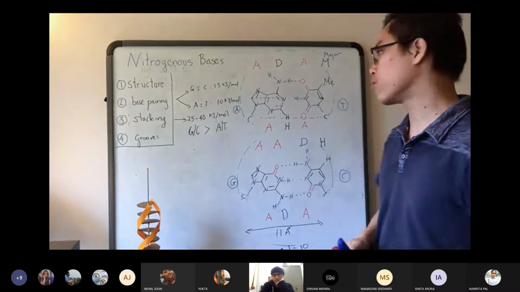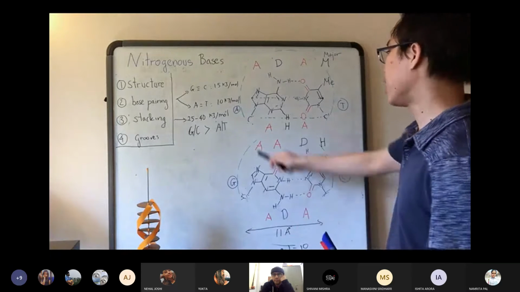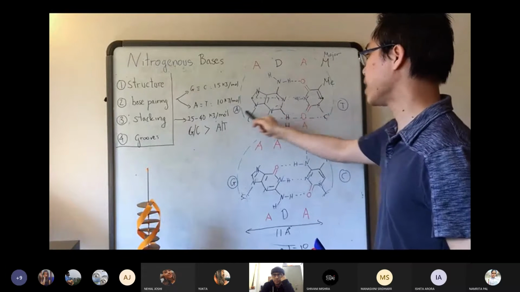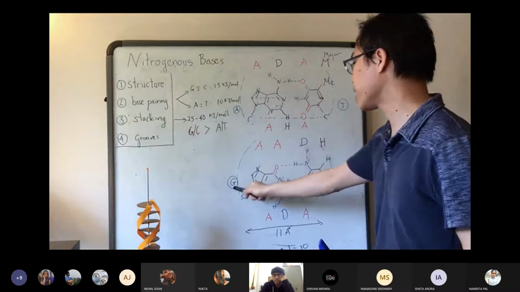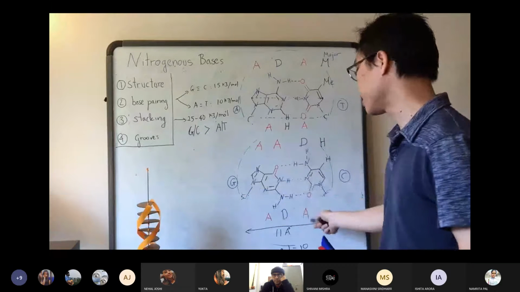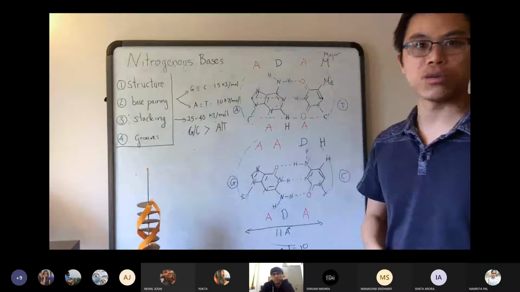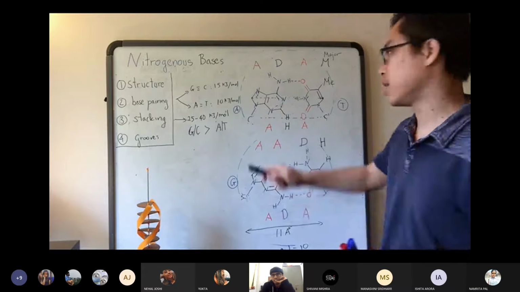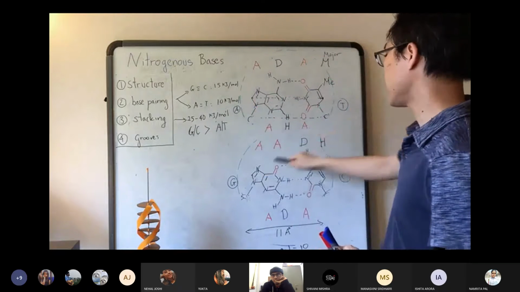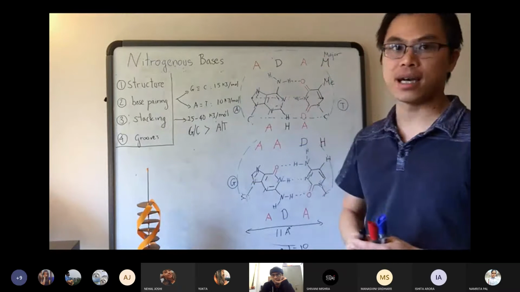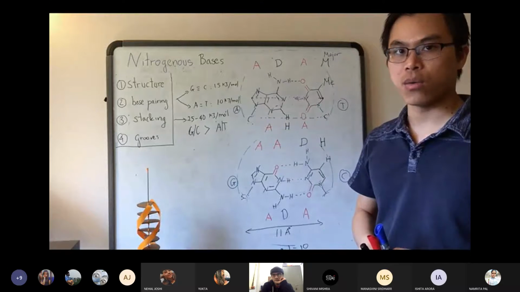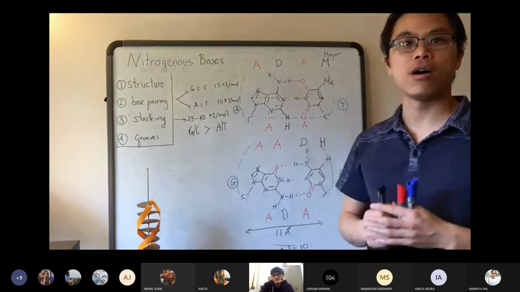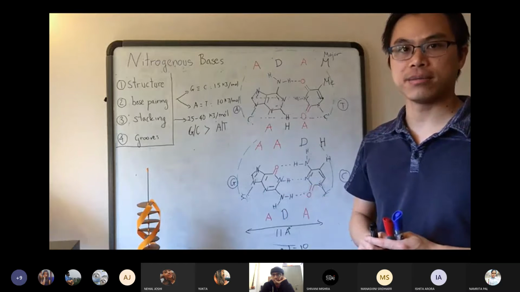Now from the minor groove, you're going to see the symmetry. AT is going to be AHA, and TA is also AHA. Same thing here, GC is ADA, and CG is also ADA. So most enzymes are going to exploit the major groove to recognize the specific sequence, while the minor groove applies in general cases of enzyme DNA interaction.